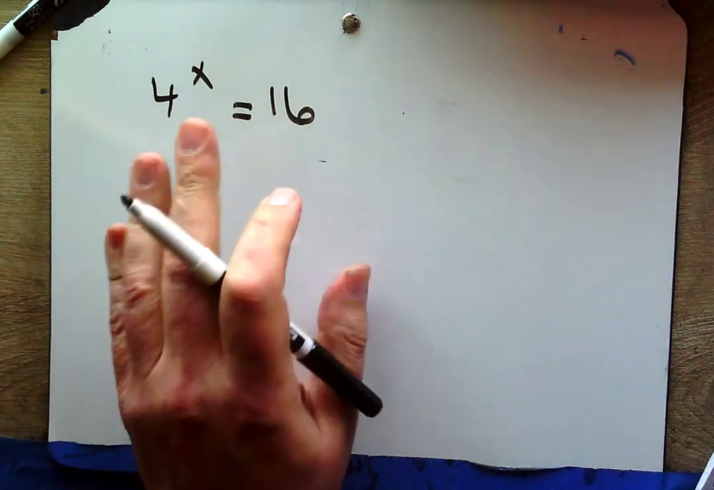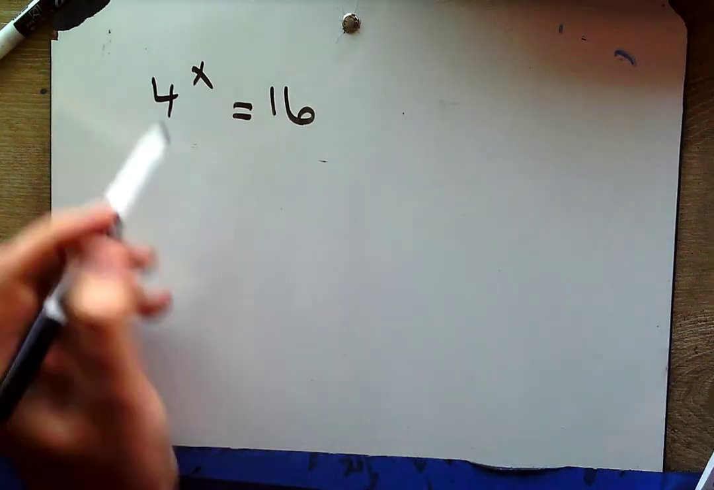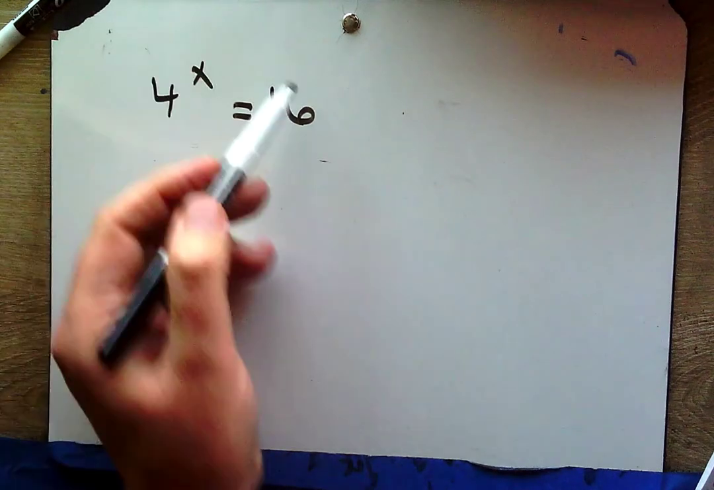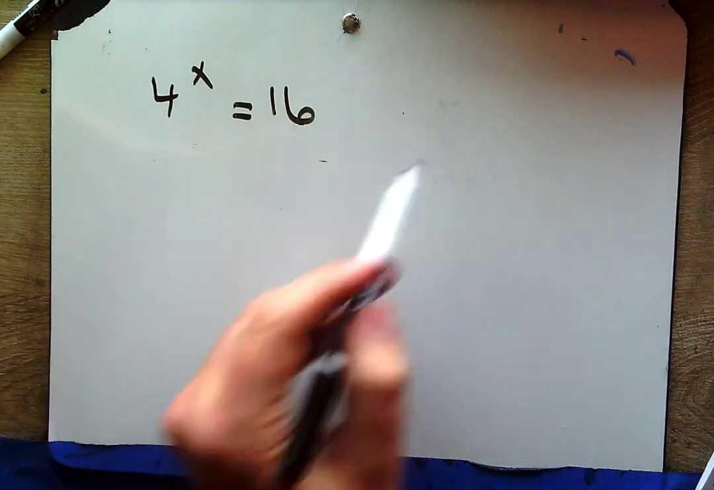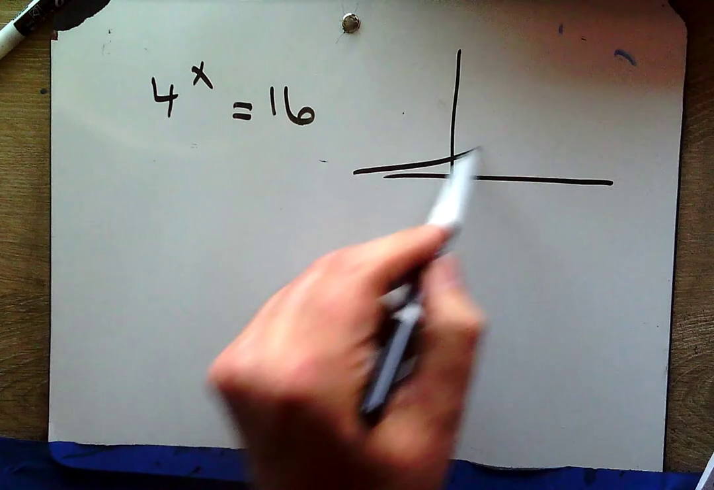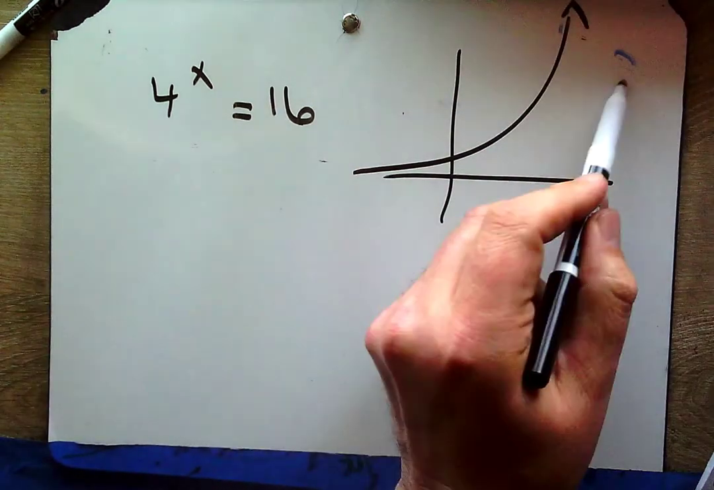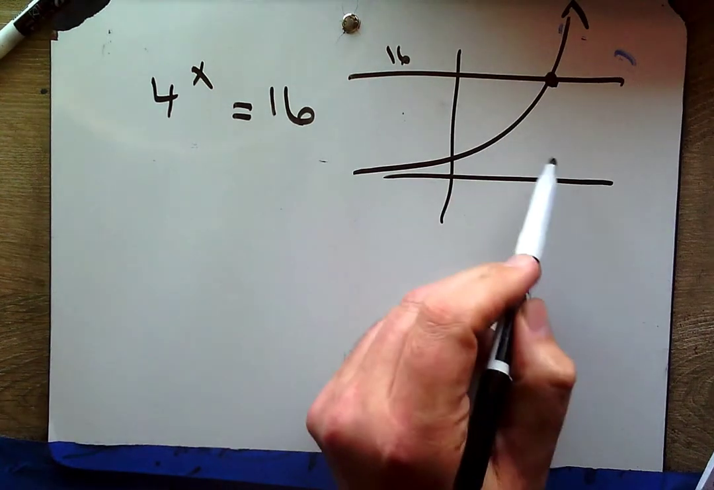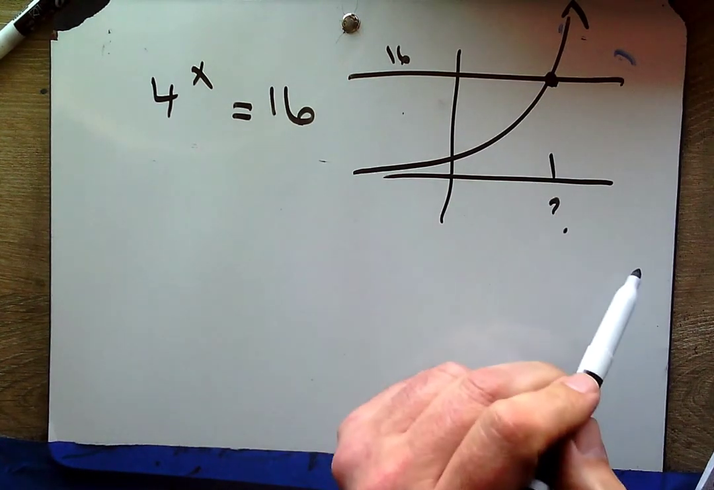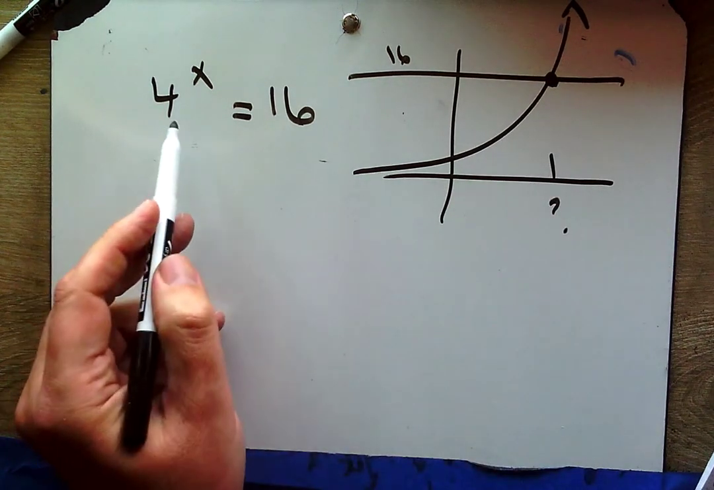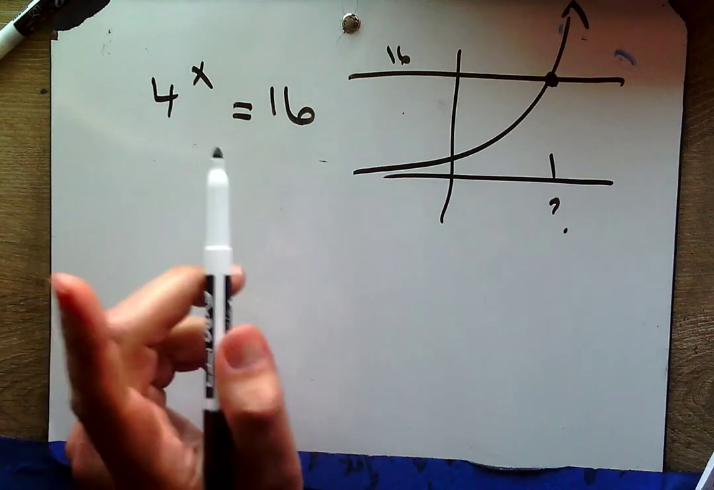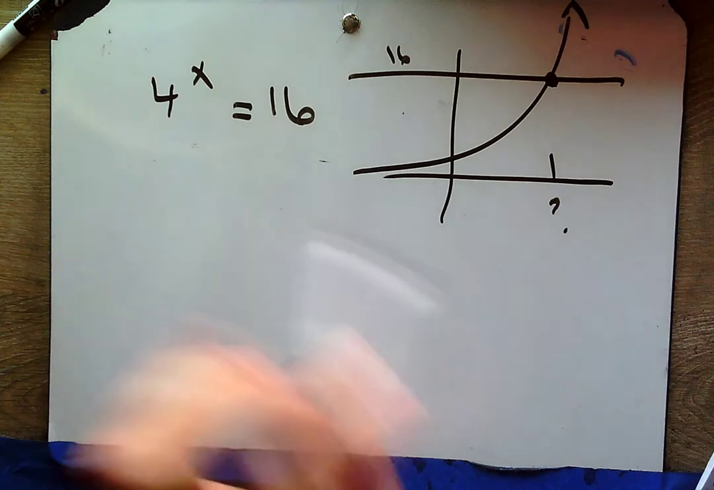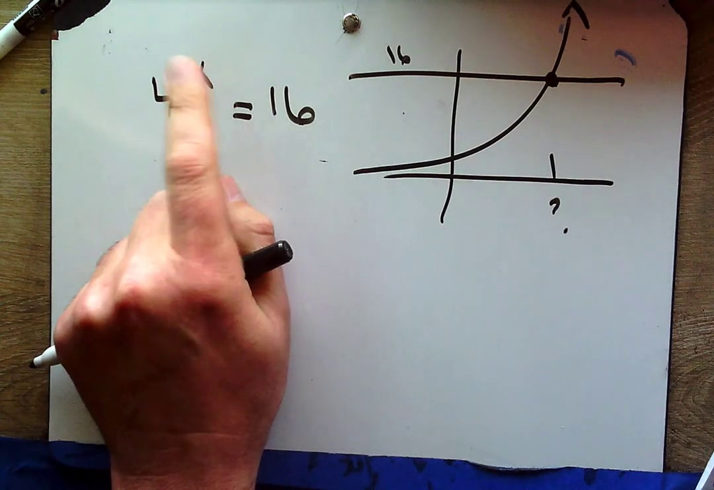We could look at this problem in a number of different ways. We could graph this in y1. It's an exponential growth curve. We could graph this in y2. And we could ask the question, where does this exponential growth curve intersect the line y equals 16? So that's one way. There is another way where we're trying to get at this.